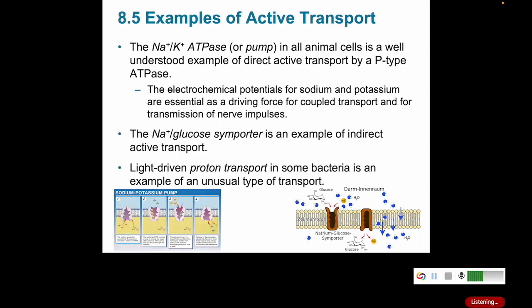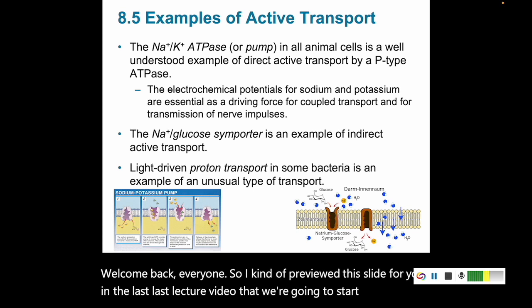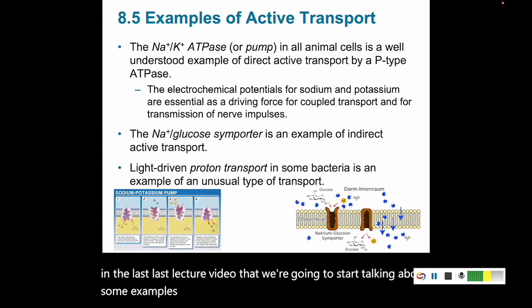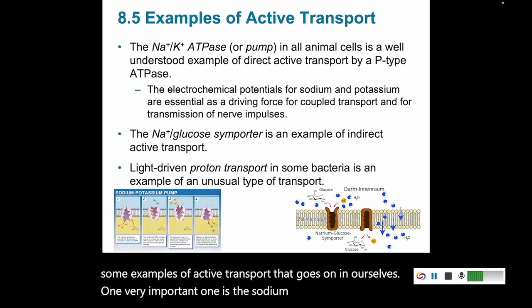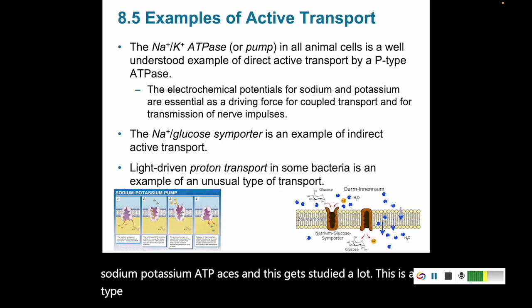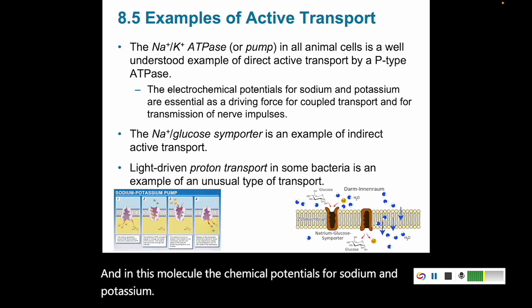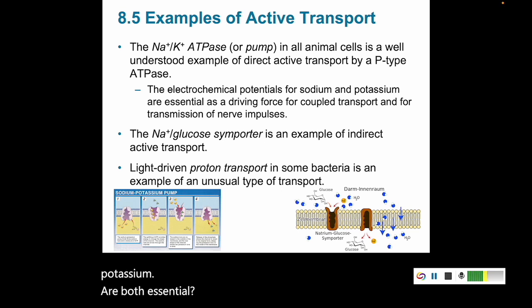Welcome back, everyone. So I kind of previewed this slide for you in the last lecture video that we're going to start talking about some examples of active transport that goes on in our cells. One very important one is the sodium-potassium pump, or the sodium-potassium ATPases. And this gets studied a lot. This is a type of a P-type ATPase. And in this molecule, the chemical potentials for sodium and potassium are both essential as part of that driving force for coupled transport and also for transmitting nerve impulses.